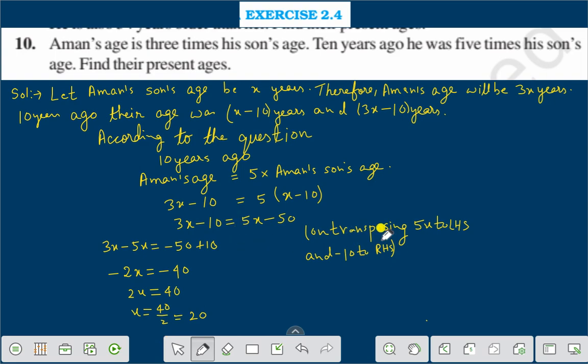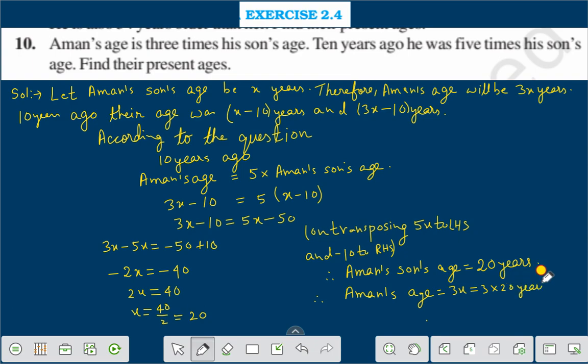Therefore, Aman's son's age is equal to 20 years, and therefore Aman's age is equal to 3x, is equal to 3 into 20 years, and that is equal to 60 years.